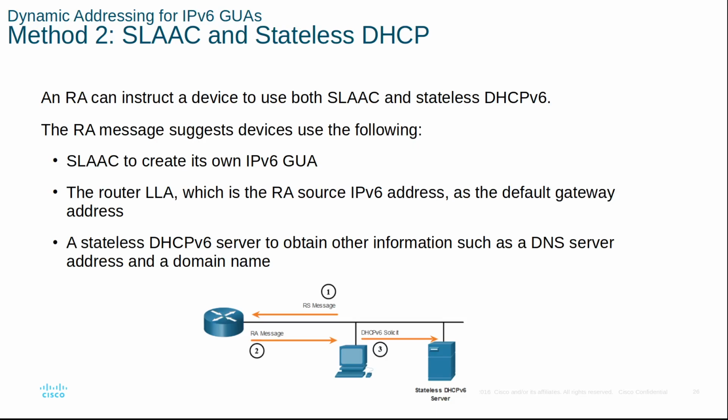The link local address on the router, which is the source address in the router advertisement, gets used as the default gateway for the client, and the router, through this router advertisement message, will direct the client to contact a stateless DHCPv6 server to obtain other information like DNS server addresses and domain names. So that's kind of handy. It's taking some additional load off of the DHCPv6 server by having the client configure its own address.